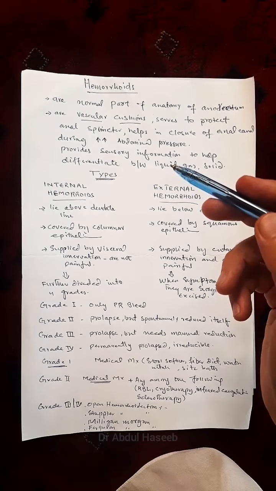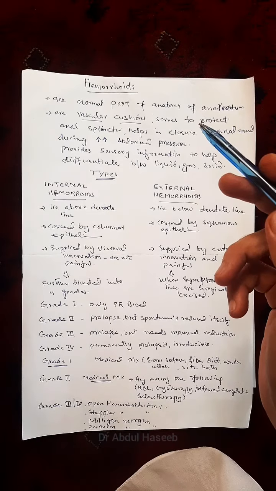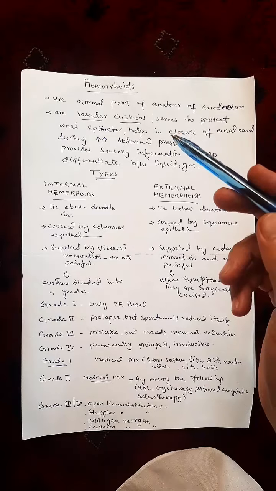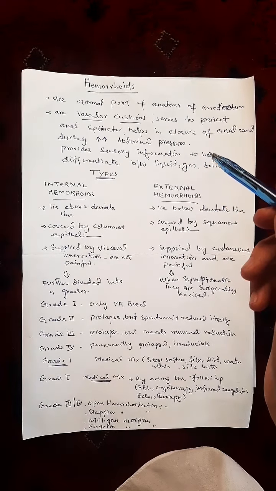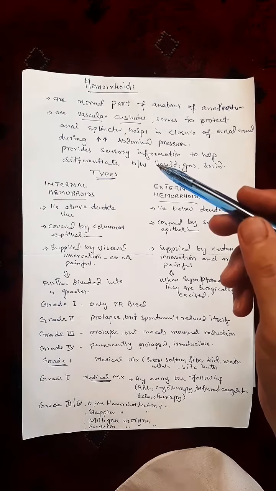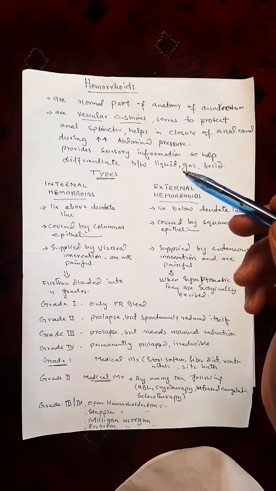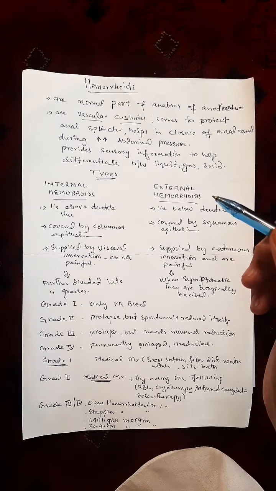So hemorrhoids are a normal part of the anatomy of the anorectum. They are basically vascular cushions and they serve to protect the anal sphincter, help in closure of the anal canal during increased abdominal pressure, and they also provide sensory information to help differentiate between liquid, gas, and solid.